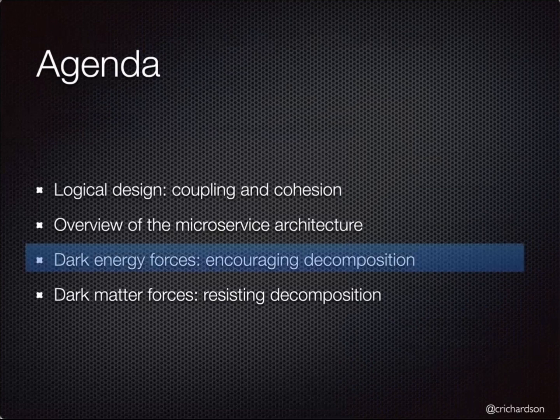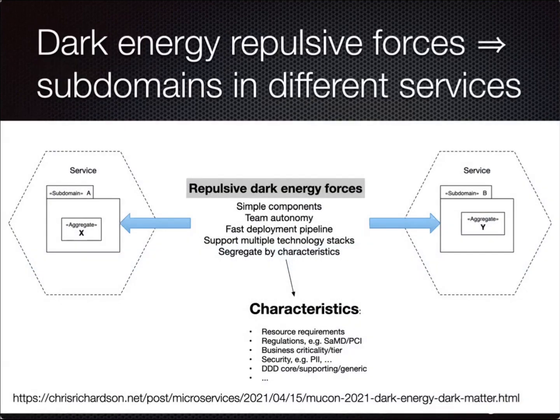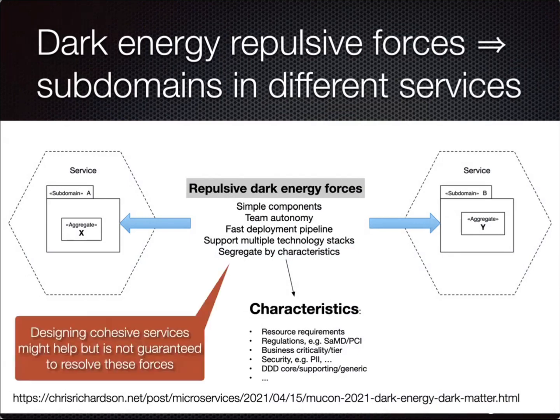Okay, so let's talk about dark energy forces. These are the repulsive forces that encourage you to put subdomains in different services. And it's somewhat related to cohesion. If you think about cohesion, which is pulling tightly coupled subdomains together into the same service, at the same time it's saying those subdomains that are not tightly coupled go somewhere else. It's pushing things apart, but it might push things apart in the same way as these forces, but it's not actually guaranteed to. So there's a conflict between the traditional concept of cohesion and some of the goals that we need to achieve here.